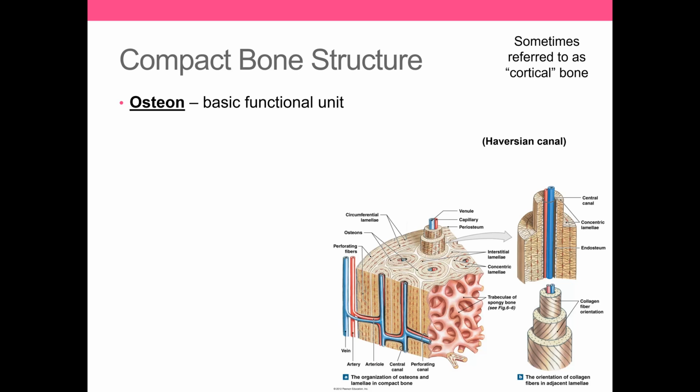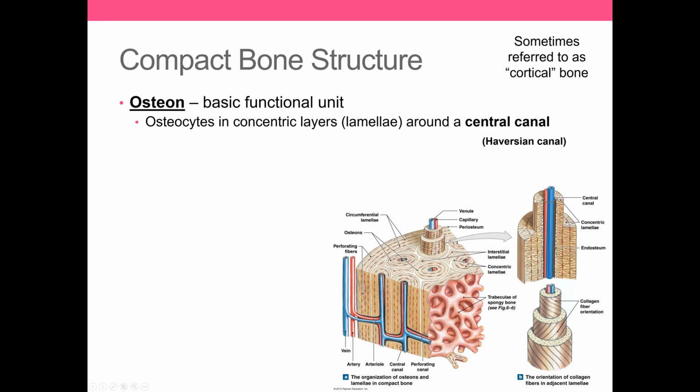With the compact or cortical bone, the basic functional unit is called an osteon. And an osteon is these little circular structures that we looked at back when we were looking at the histology of bone tissue, right? And these are the basic functional units of bone. So the osteocytes in an osteon are in concentric little circular layers called lamellae around a central canal. And the central canal is where you would find the blood vessels.